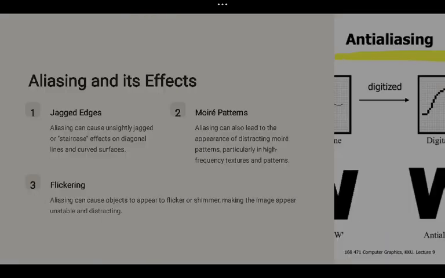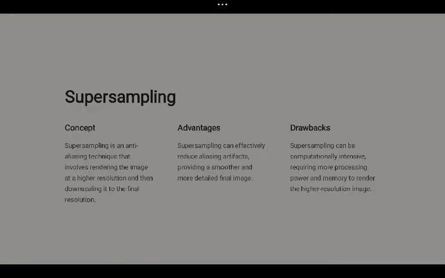Aliasing and its effect. Aliasing has three main effects: jagged edges, moire patterns, and flickering. Aliasing can cause unsightly jagged or staircase effects on a diagonal line and curved surface. Aliasing can also lead to the appearance of distracting moire patterns, particularly in high frequency textures and patterns. Aliasing can cause objects to appear to flicker or shimmer, making the image appear unstable and distracting.